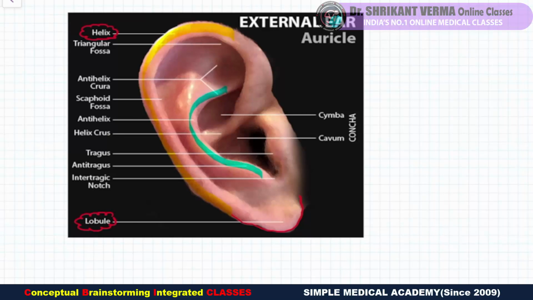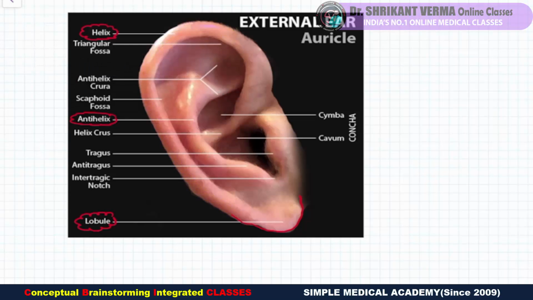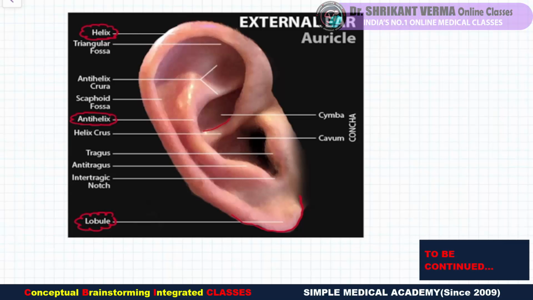Yes sir, it is easy. Helix, and you can remember anti-helix together. Now all these structures have an arm-like structure. So this arm-like portion, hand-like portion, we are calling the helix crus. Yes sir, this is our helix crus.